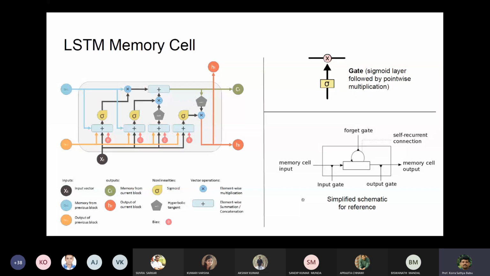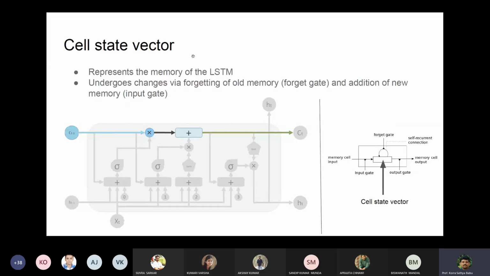Now let us try to see each of these gates, one by one. First one is the cell state vector. So this part is the cell state vector. You can say that this complete line that is going across is the cell state. This represents the state of the vector.